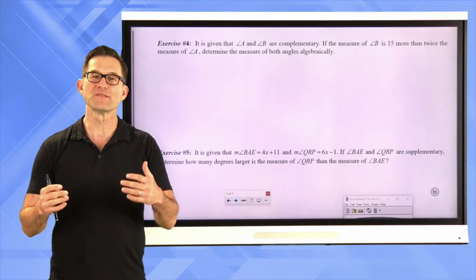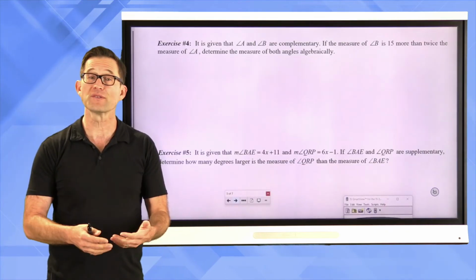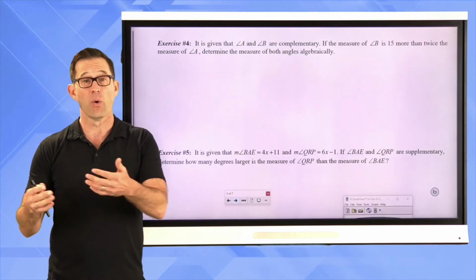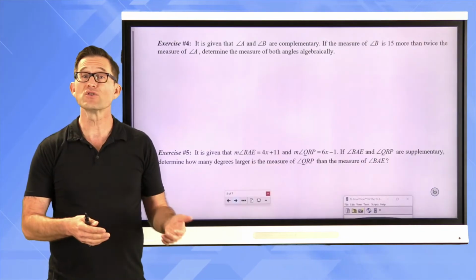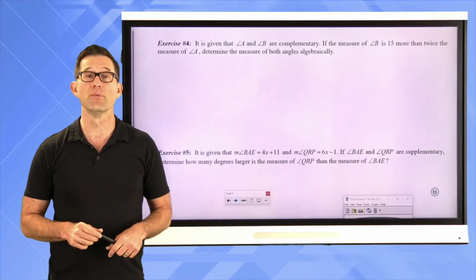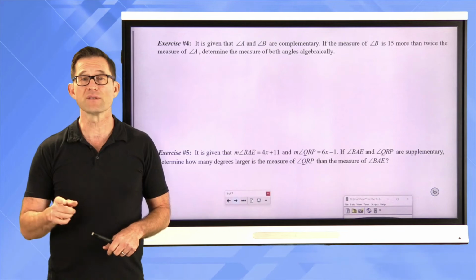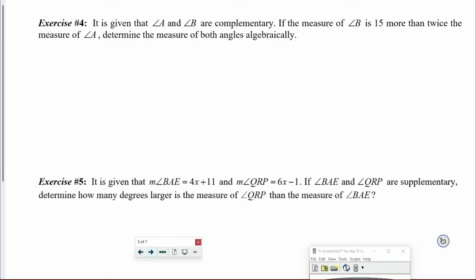Pause the video now, see if you can set up an equation. You may want to start with let statements, but once you've done that, try to set up an equation and solve it to figure out the measure of both angles algebraically. Pause the video now and take a few minutes.